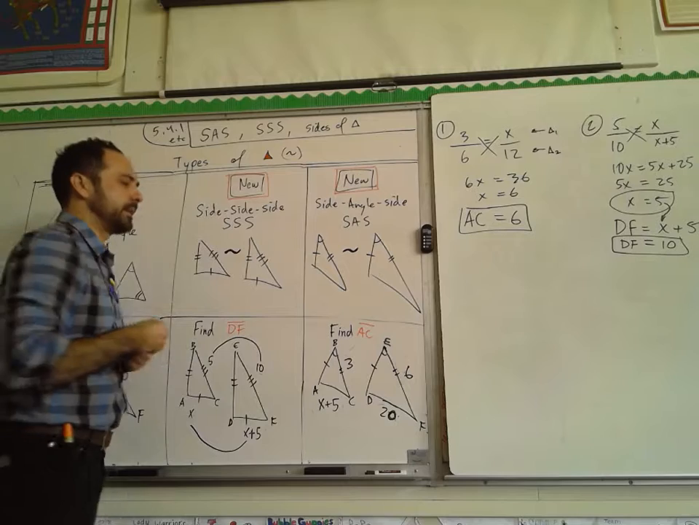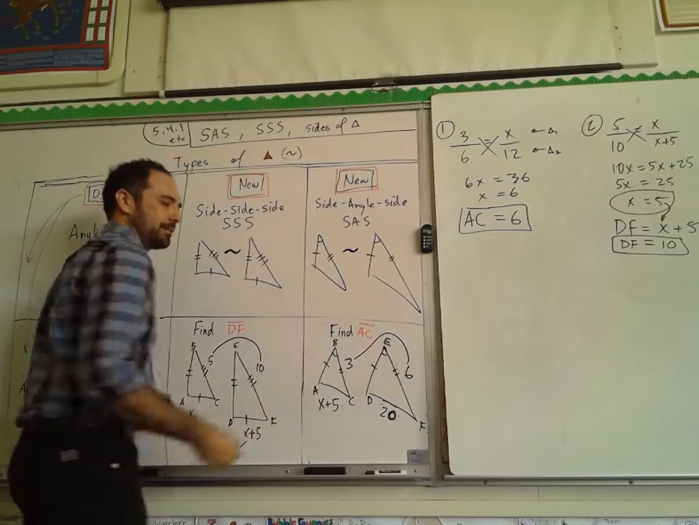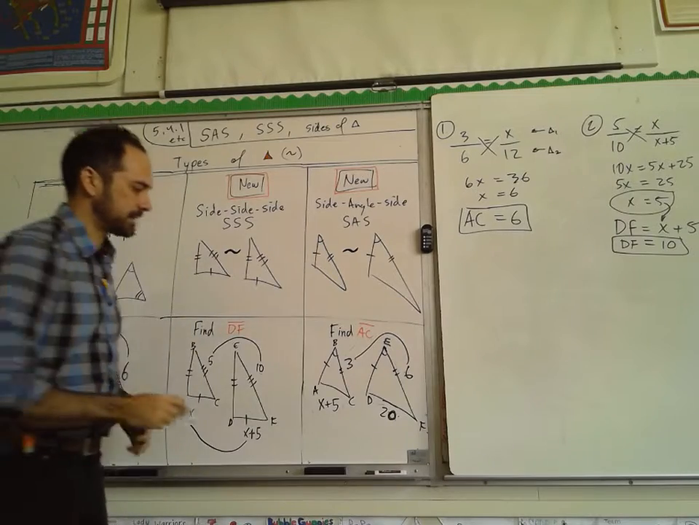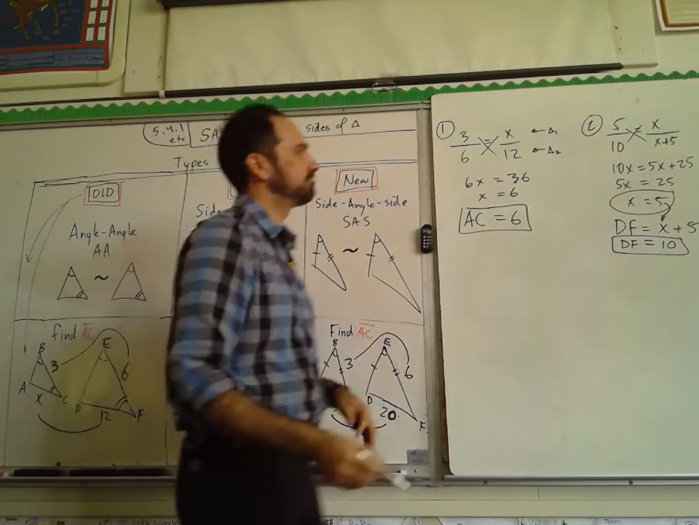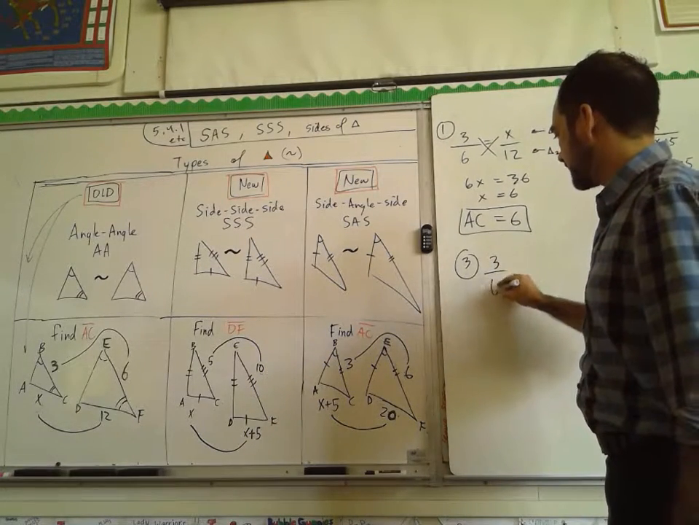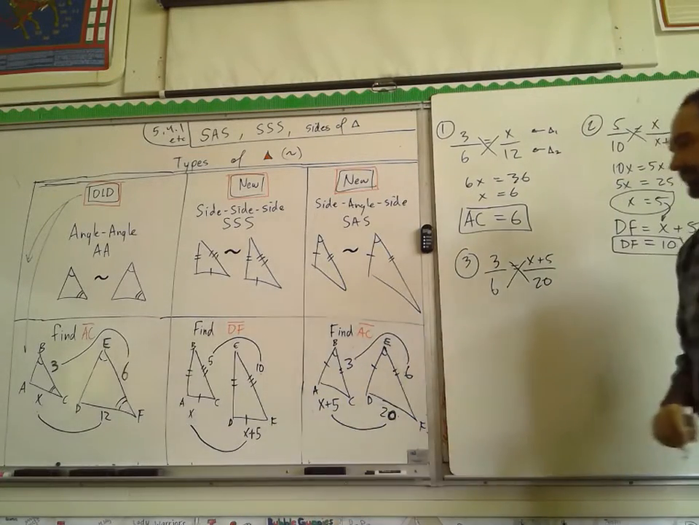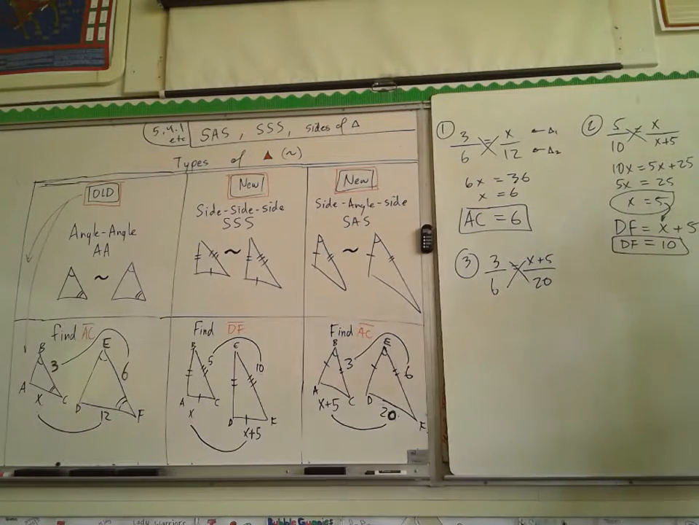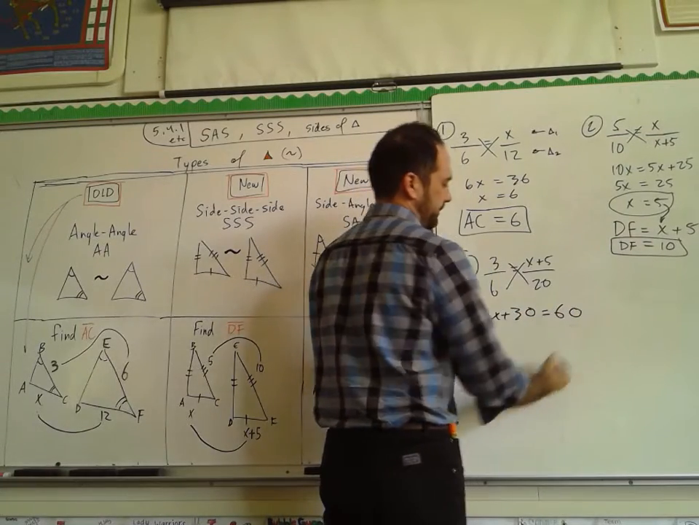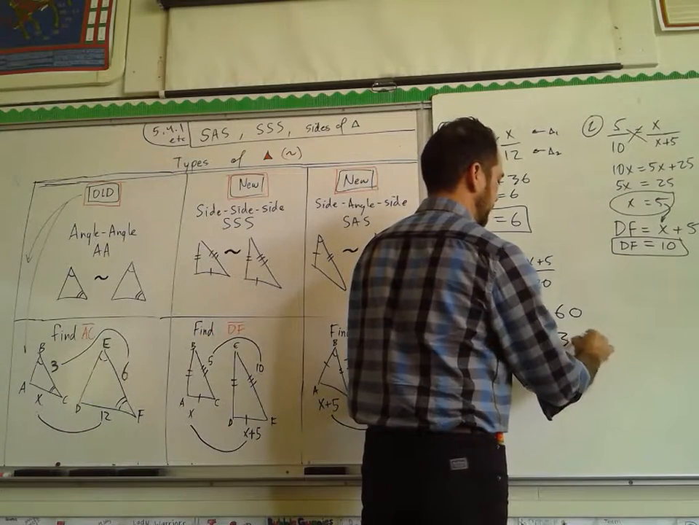What corresponds to 6? 3. 2 tick marks, 2 tick marks. All right, so lastly, 20 corresponds to x plus 5. So it's the same thing. We just go in here. We have 3 over 6 is equal to x plus 5 over 20. Cross multiply. 6x plus 30 is equal to 60. Subtract that 30 to the other side, and we get 30 on the other side. Divide by 6, we get 5.